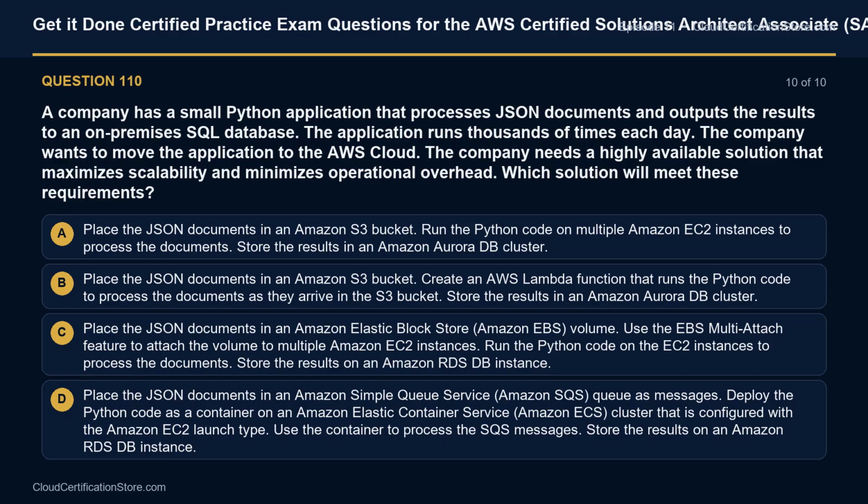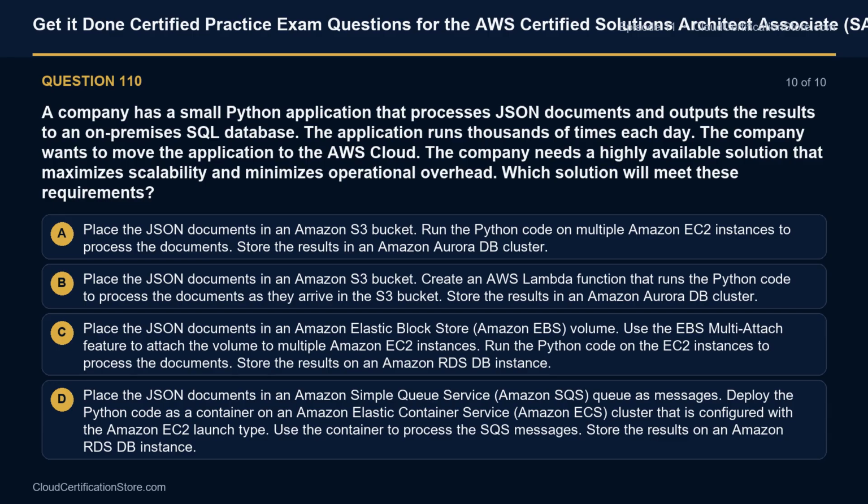Option A. Place the JSON documents in an Amazon S3 bucket. Run the Python code on multiple Amazon EC2 instances to process the documents. Store the results in an Amazon Aurora DB cluster. Option B. Place the JSON documents in an Amazon S3 bucket. Create an AWS Lambda function that runs the Python code to process the documents as they arrive in the S3 bucket. Store the results in an Amazon Aurora DB cluster.